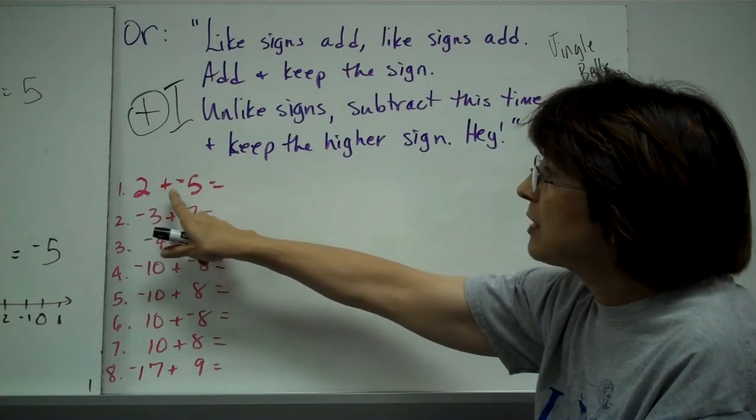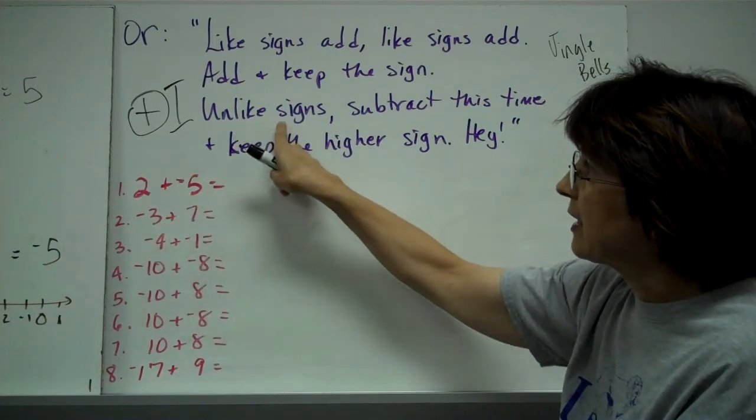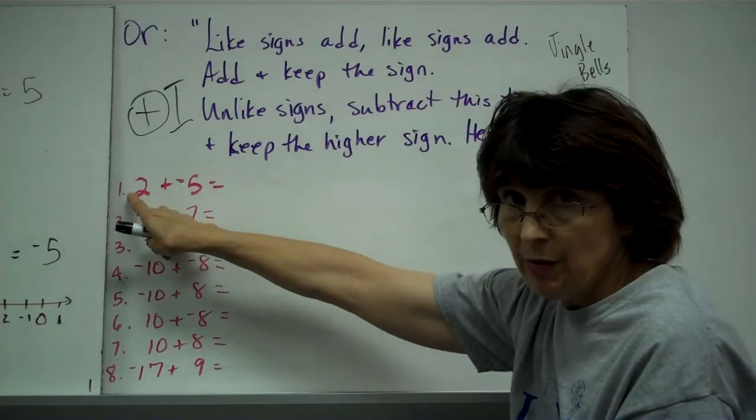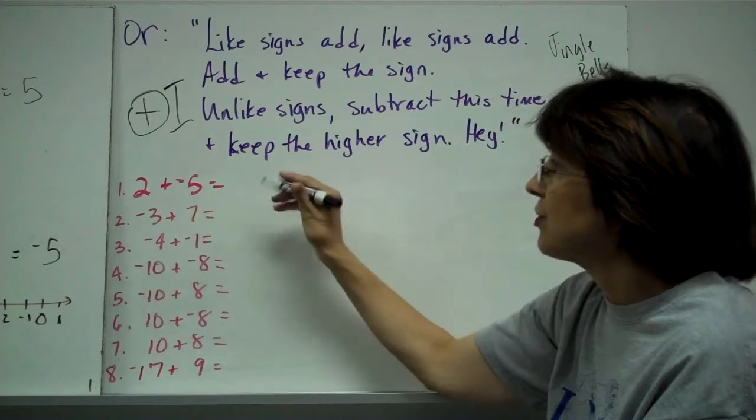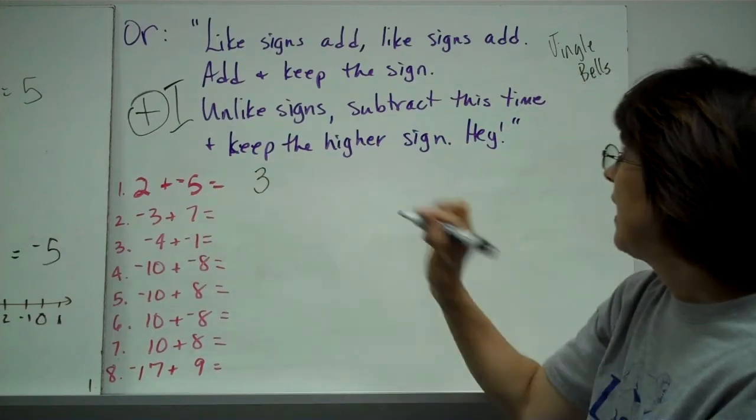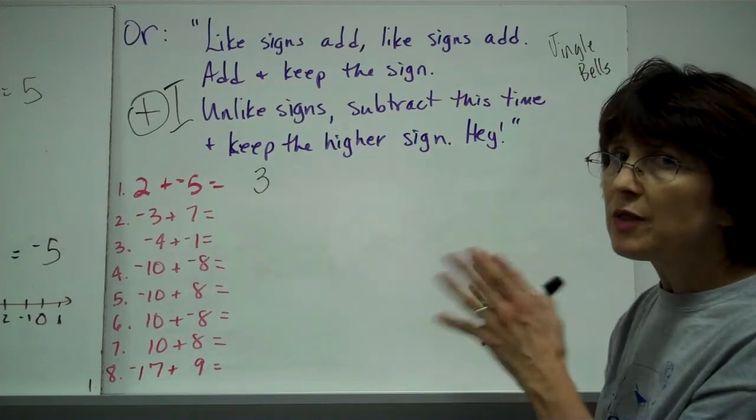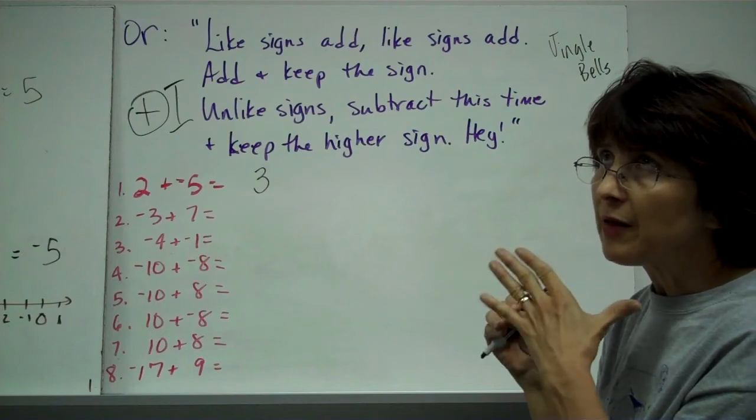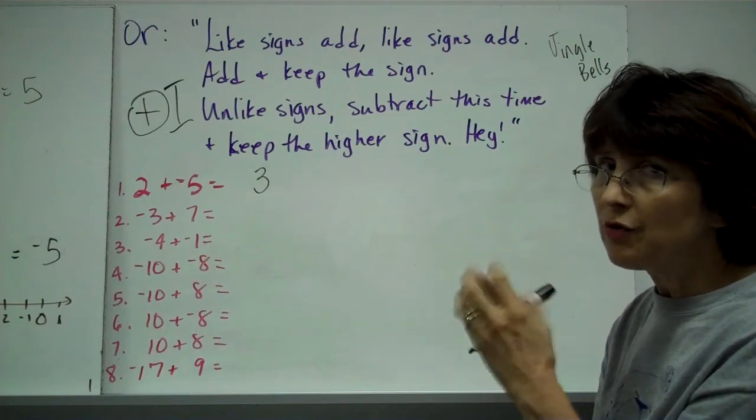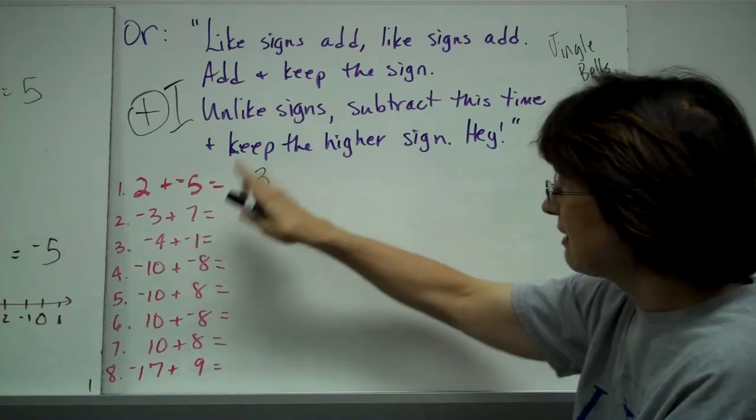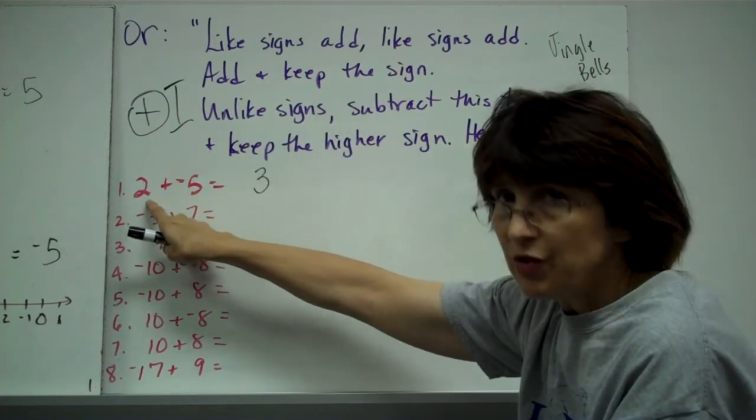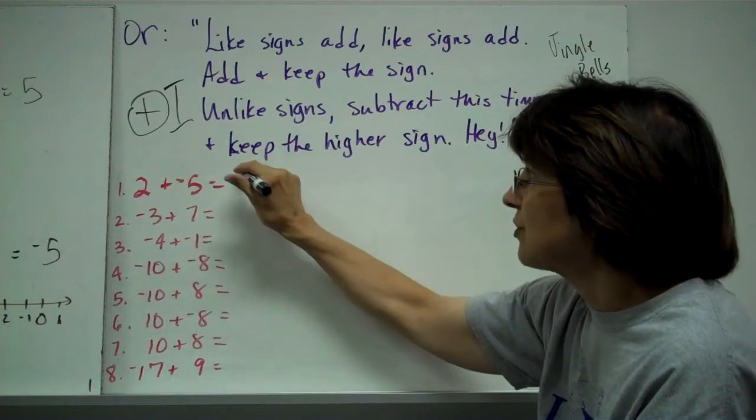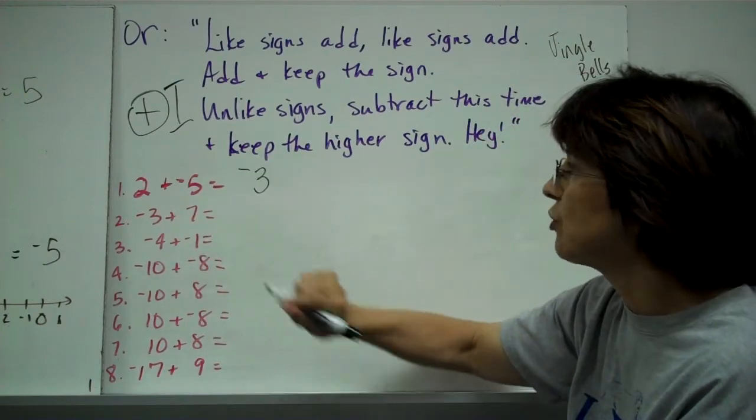All right, so I have 2 plus a negative 5. Well, this is unlike signs. The signs are different. This one's negative and that one's positive. So unlike signs subtract. So I'm going to subtract 5 minus 2. Well, 5 minus 2 is 3. Now I'm going to keep the higher sign. Really, I'm going to keep the sign of the absolute value of the higher, but that wouldn't really fit into the rhyme, into the song. So we're just going to say, well, 5 is bigger than 2, and 5 has a negative, so the answer is negative 3.